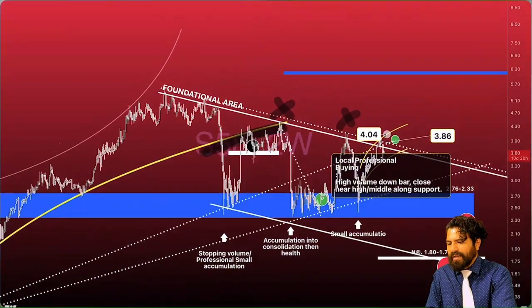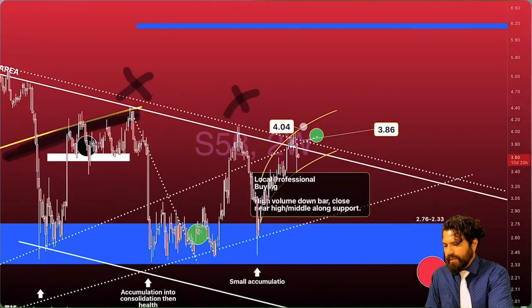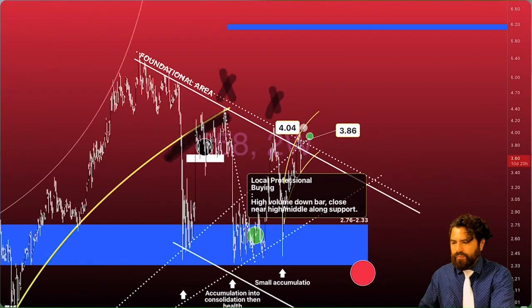Okay. Any other general questions regarding this stock? I like it. We're probably going to be going up soon. Okay, but we need that breakout.